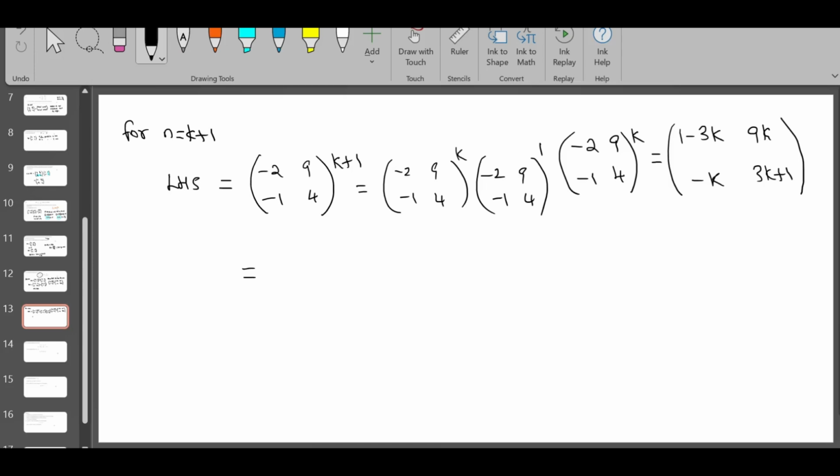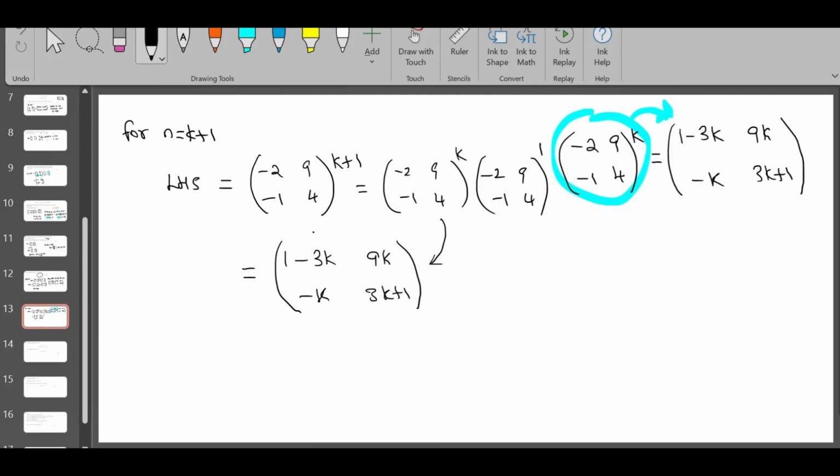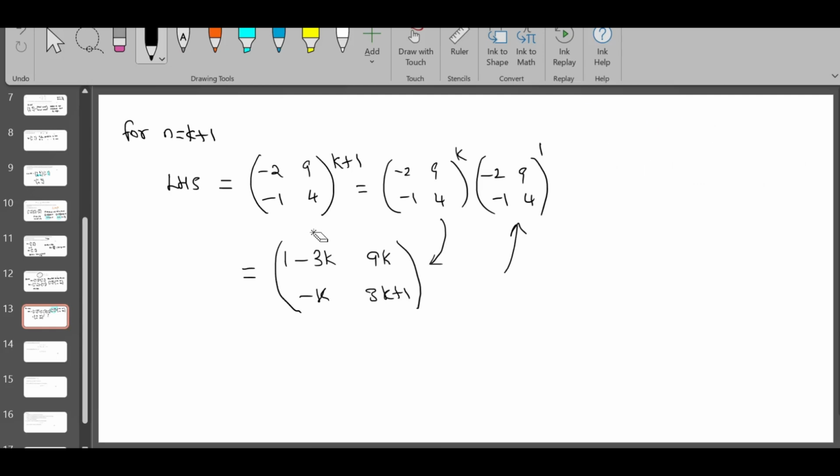We know power k can be written in this format, right? So I'm going to replace the first matrix by [1 - 3k, 9k; -k, 3k + 1]. So I replace this by this, and this one I'm going to keep the same because it's power 1. So [-2, 9; -1, 4]. And then I'm going to apply the matrix multiplication now.